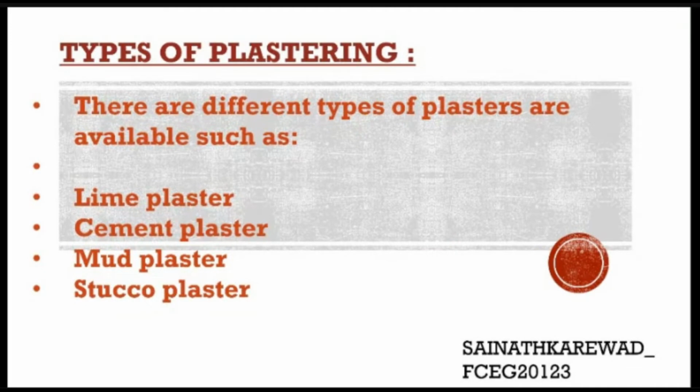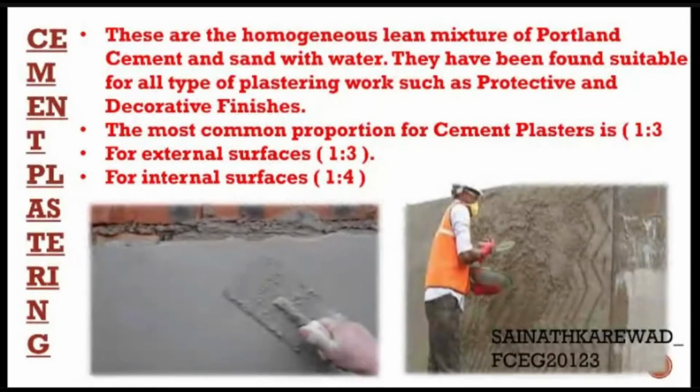Types of plastering. There are different types of plaster available, such as lime plaster, cement plaster, mud plaster and stucco plaster. Cement plastering. These are homogeneous lean mixtures of Portland cement and sand with water. They have been found suitable for all types of plastering work, such as protective and decorative finishes. The most common proportion of cement plastering is 1:3 for external surfaces and 1:4 for internal surfaces.